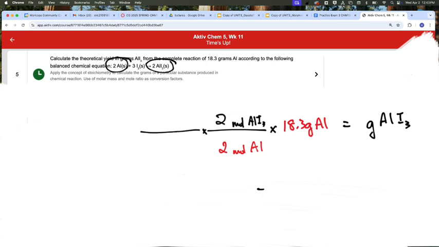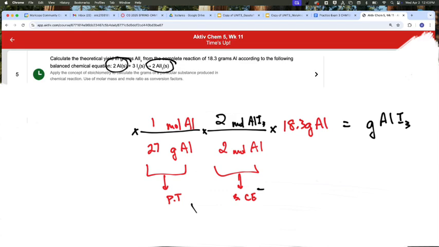No units cancel, so that was kind of an annoying one to pick. Ooh, and now I'm getting lost in the serifs. Irritating. Moles of our aluminum, that comes from the periodic table. This was the balanced chemical equation. Periodic table, aluminum, I believe, is 27 and change. Close enough. 27 grams of aluminum.